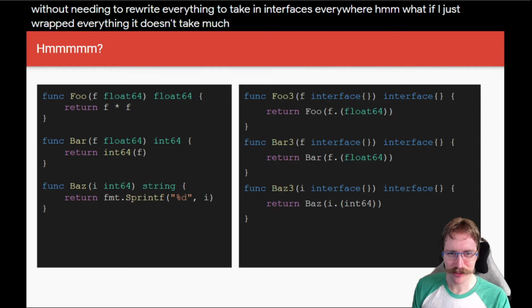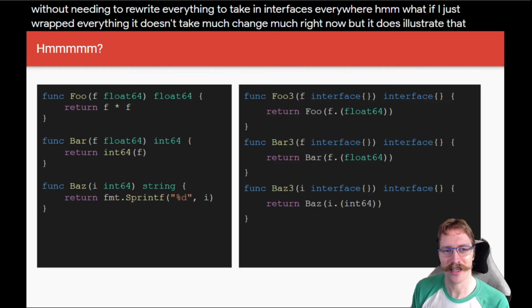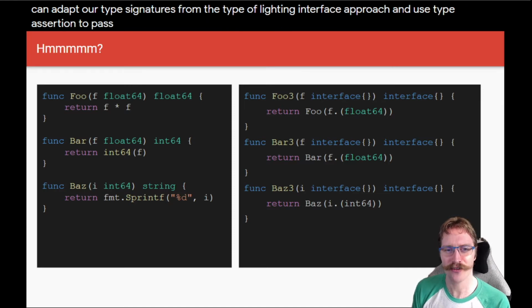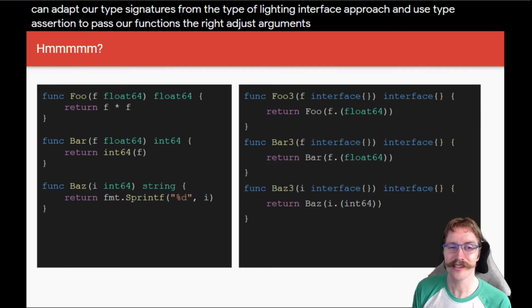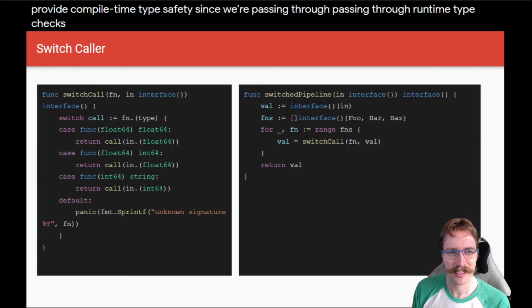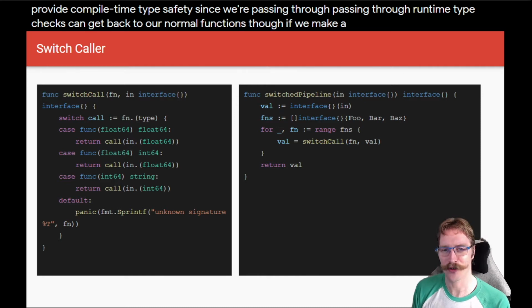It doesn't change much right now, but it does illustrate that we can adapt our type signatures from the type-eliding interface approach and use type assertion to pass our functions the right arguments. Please note that this still doesn't provide compile time type safety, since we're passing through runtime type checks. We can get back to our normal functions, though, if we make a universal wrapper.